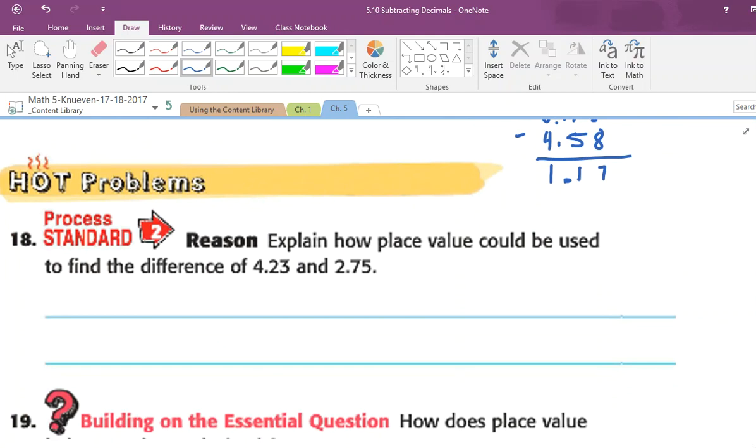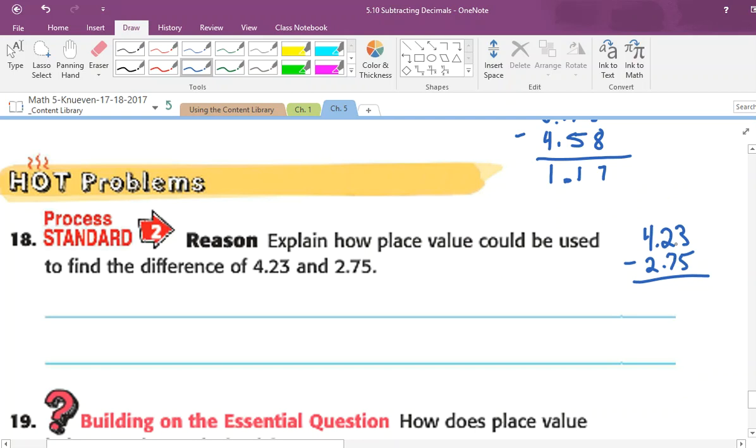Now, if we look at these last ones, explain how place value could be used to find the difference of 4.23 and 2.75. Well, since you can't subtract, if we were to write this out, lining them up, 4.23 minus 2.75, we cannot subtract the hundredths place. So we need to borrow or regroup.